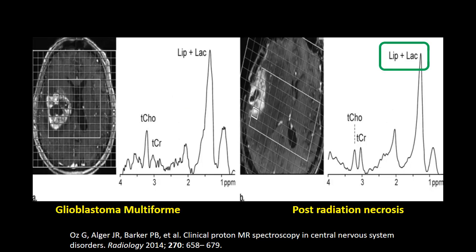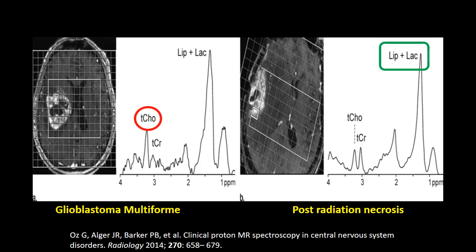MR spectroscopy can also be used to differentiate a recurrent tumor from post-radiation necrosis. The first image shows a recurrent high-grade glioma. The second image is of post-radiation injury or post-radiation necrosis.